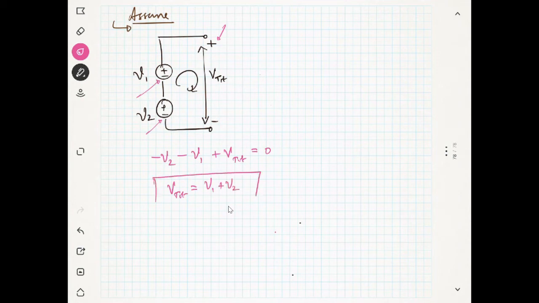So this is like the connection. Okay, the connection is like this. Now if you change the polarity according to that, it may be V1 minus V2 and V2 minus V1 if you change the polarity of each. Okay, so this is the connection if you connect the voltage sources in series.